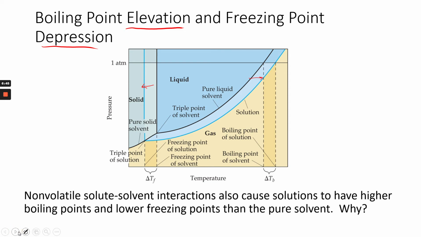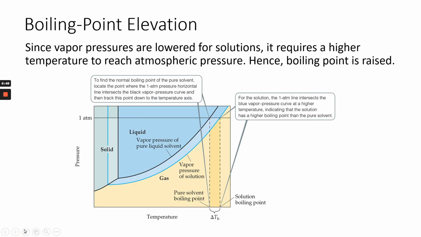Why is that? So let's look at the boiling point elevation. Since the vapor pressures are lowered when you add a solute, it requires a higher temperature to reach your atmospheric pressure. Hence, the boiling point is raised. So if you look here at normal pressure, this would be your normal boiling point. Then you add some solute, and the boiling point gets raised.